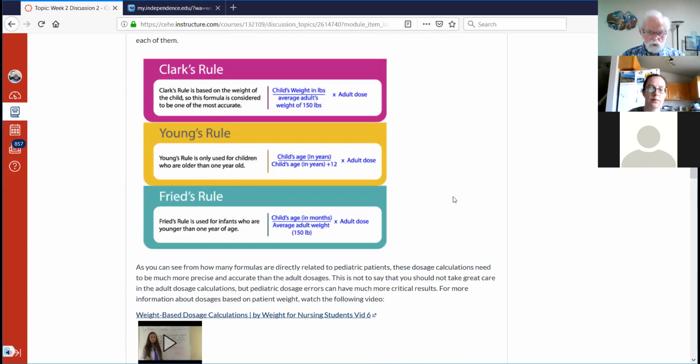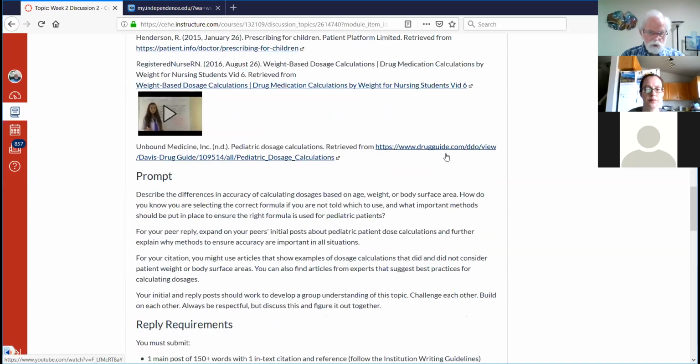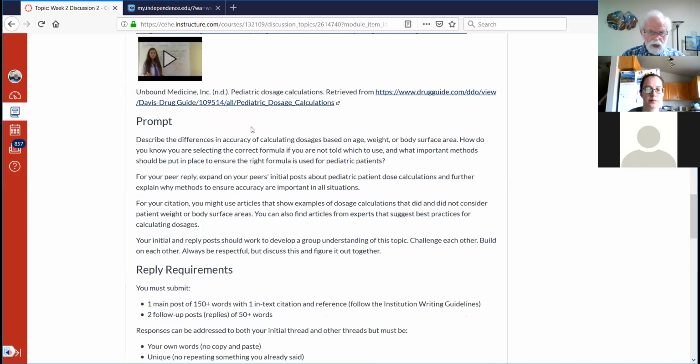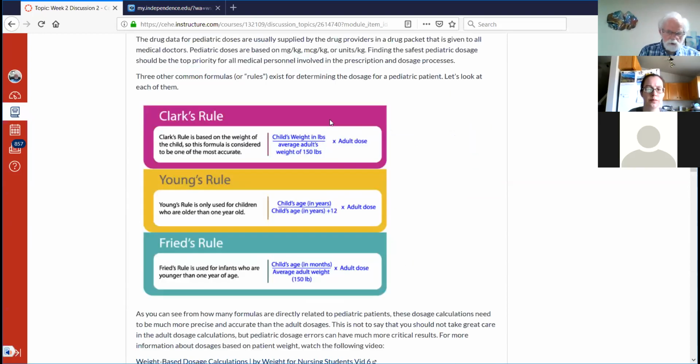So again, we have another graphic down here, a little illustration of Clark's rule, Young's rule, and Freed's rule as well. And we've been through that before. So in this discussion, we're looking at accuracy. Body surface area is considered the most accurate measure of the relative size of patients because it takes into account both height and weight.